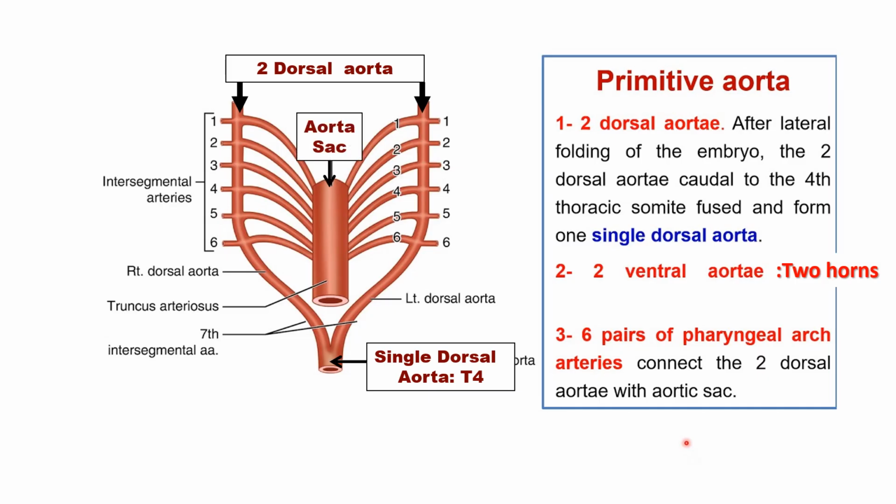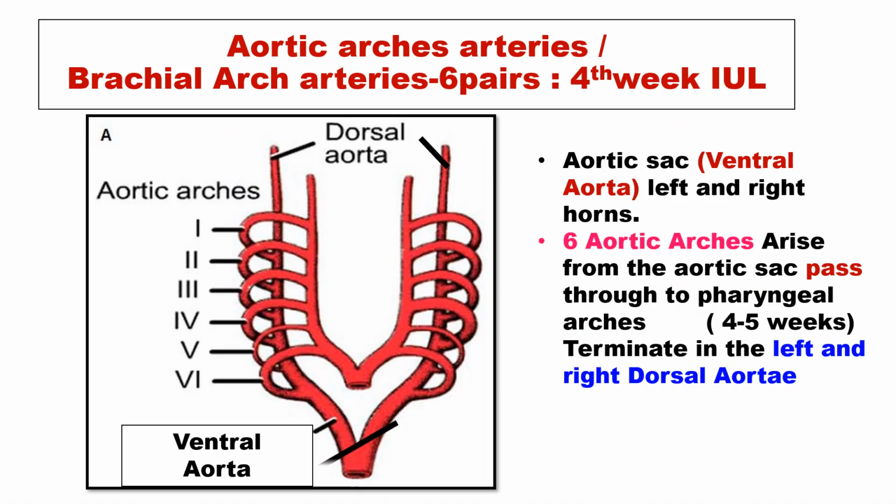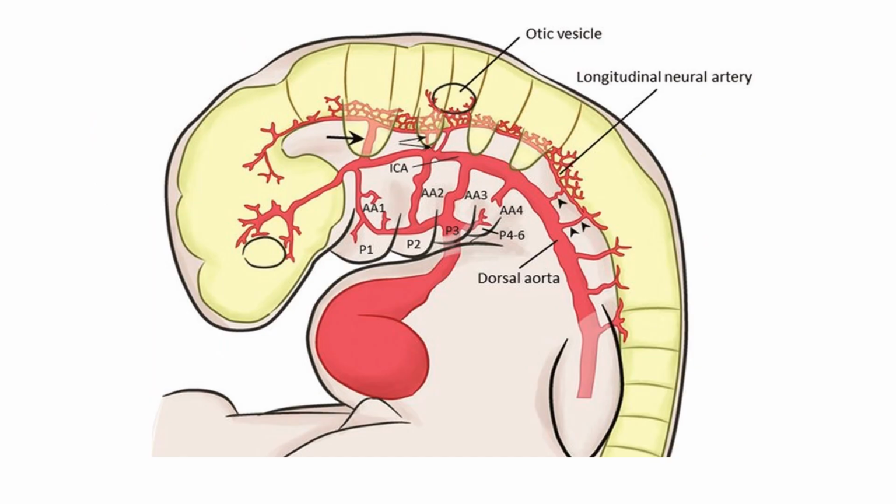Aortic sac, which is the cranial end of the truncus arteriosus with right and left horns, gives rise to six pairs of pharyngeal arch arteries which are connected to the dorsal aorta. So, aortic arch arteries arise from the ventral aorta, right and left horns, and finally end in the dorsal aorta, terminating into the left and right dorsal aortae. This occurs during the fourth to fifth week of intrauterine life.